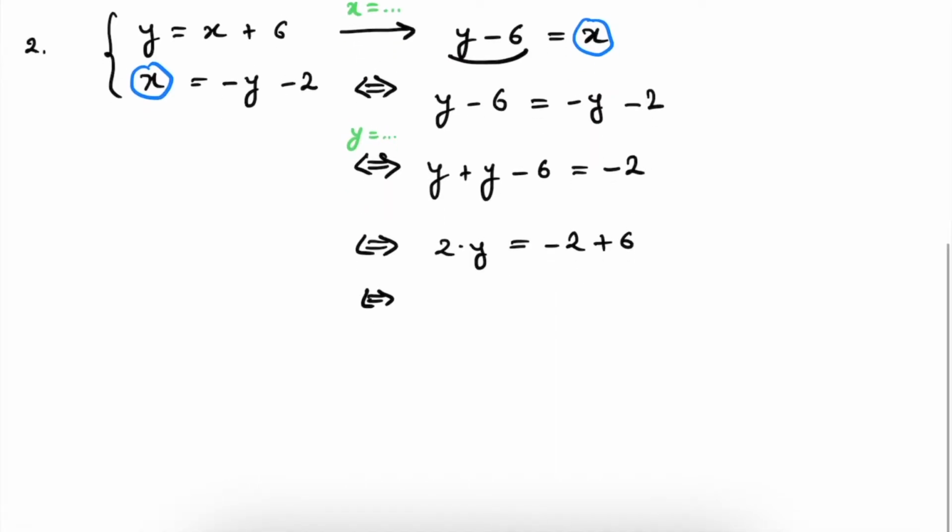And then we can rewrite this even further. So we get y is equal to 4 divided by 2, which is equal to 2. And we have our solution here. We have y is equal to 2.